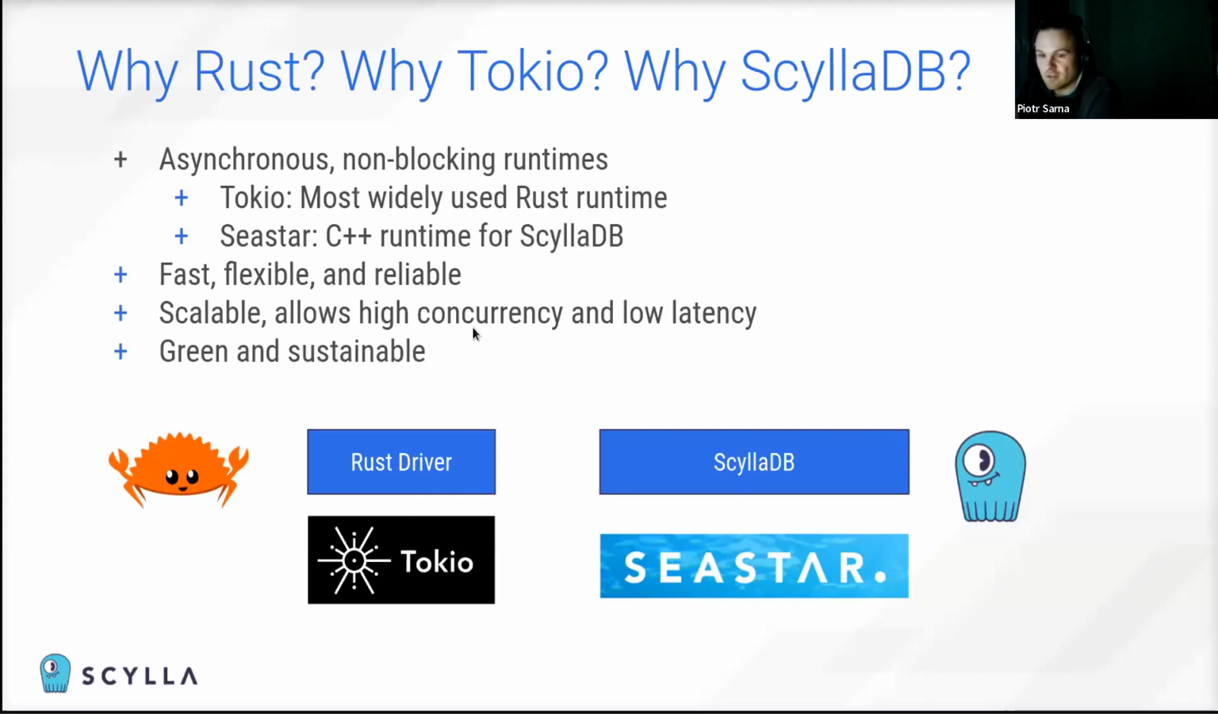Both Scylla and the Rust async ecosystem come with built-in observability tools, so metrics, statistics, histograms, traces, and more, which all help identify bottlenecks and get rid of some performance or latency issues.